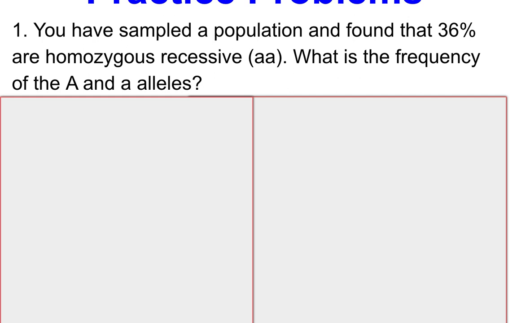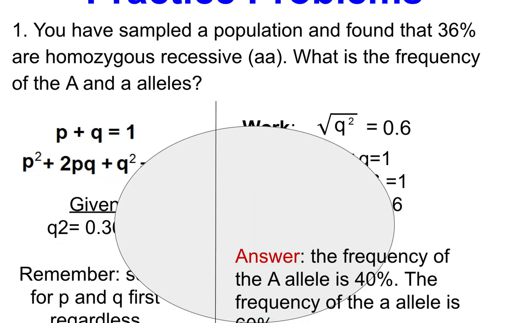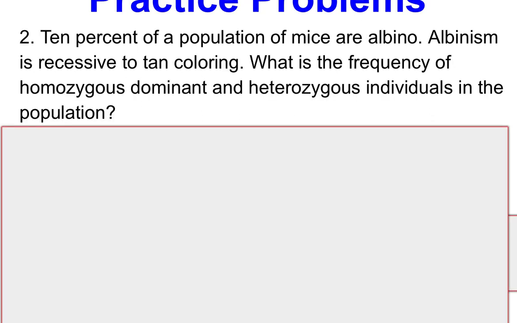The next is a set of 4 practice problems that I'm going to give you a moment to do, and then you can check your answer. Were you able to get the allele frequency of little a is 60%, while the frequency of big A is 40%? Let's try this again.